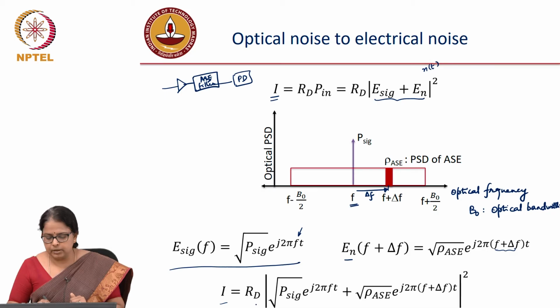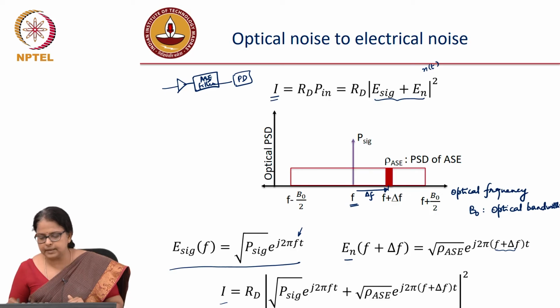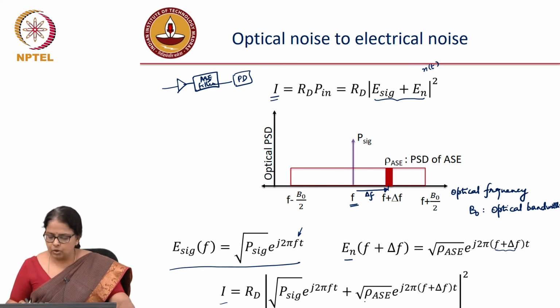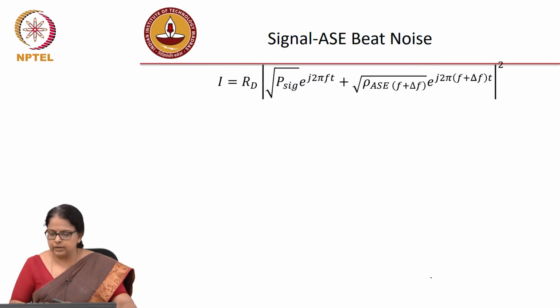I just substitute this E_sig and E_n in this mod square equation. So, I get root of P_sig e^(j2πft) plus root of ρ_ASE e^(j2π(f+Δf)t). Okay. So, I need to do the expansion of this mod square.